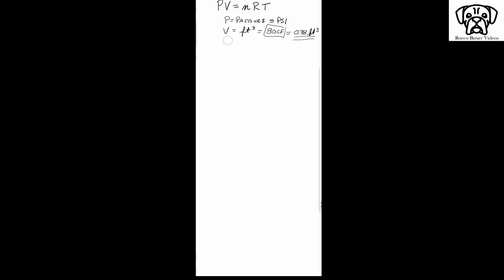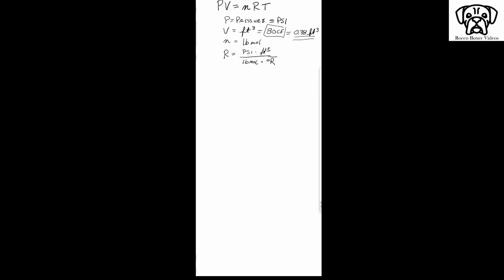N equals the number of moles in the tank, and that's a chemistry equivalent. It's really how to count molecules, and in our case we're going to call it pound moles. We'll worry about how to convert that to mass later on. R is a constant, and that's going to be pounds per square inch times cubic feet divided by pound moles times degrees Rankine, which is our temperature measurement.